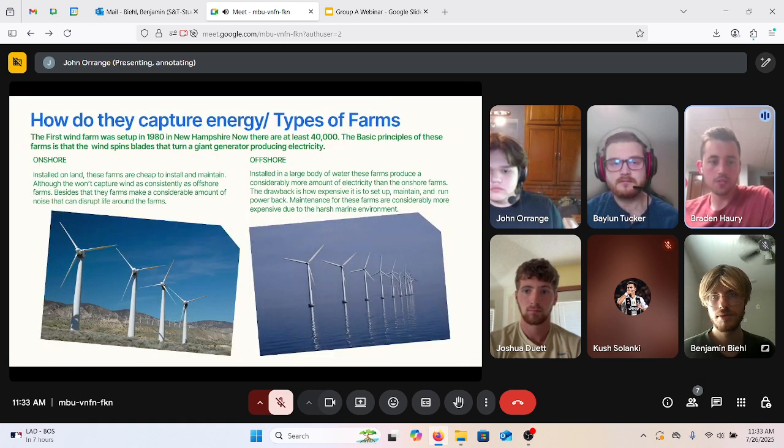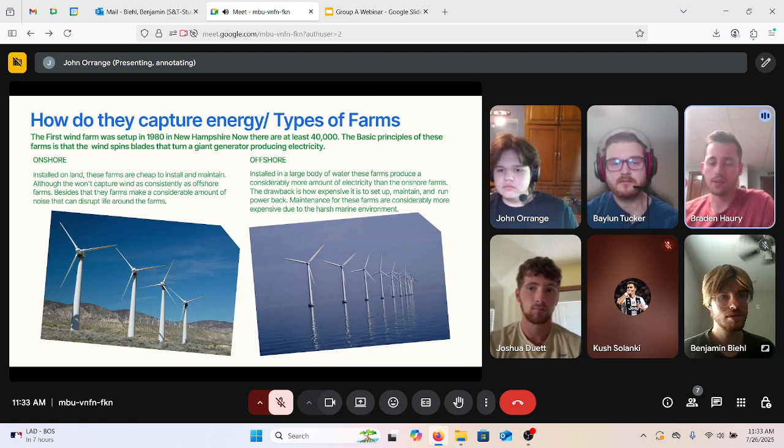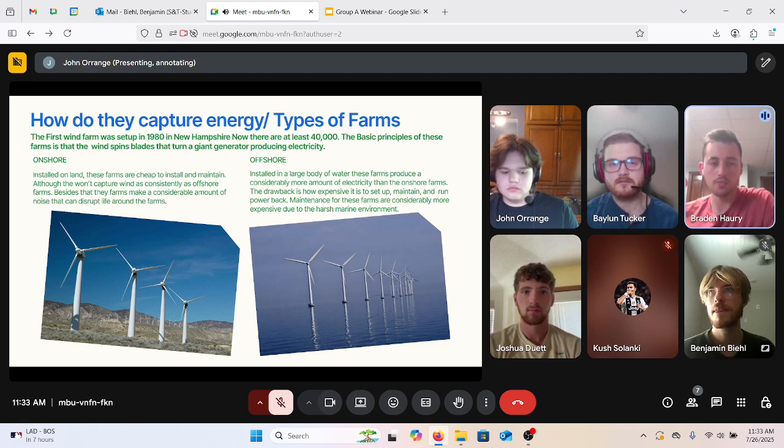So the first wind farm was set up in 1980 in New Hampshire. Now there are at least 40,000 wind farms in operation currently. The basic principles of these farms are all the same. Wind spins a blade that turns a generator to produce electricity. The two types of farms are onshore and offshore.